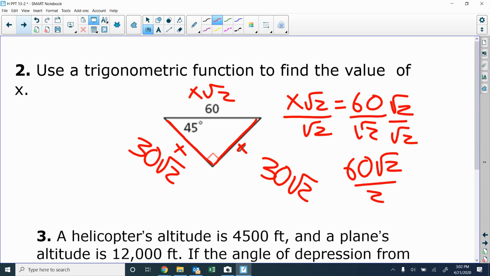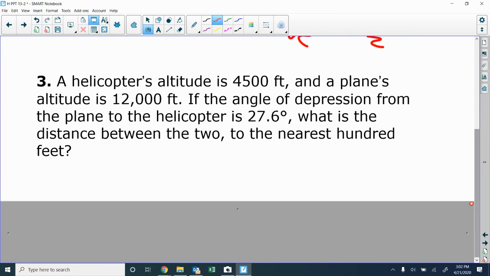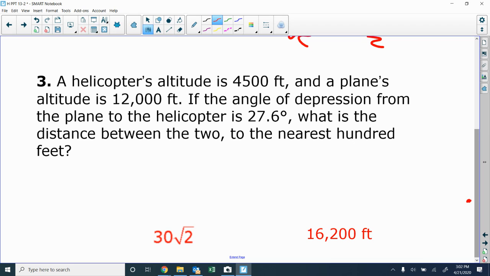Just getting through a couple things from 13.1. Our last little problem here is the helicopter. I do have the answers down underneath here, so you can always check those if you care to. See if I can get it to open myself. Here we go, a couple answers for you.